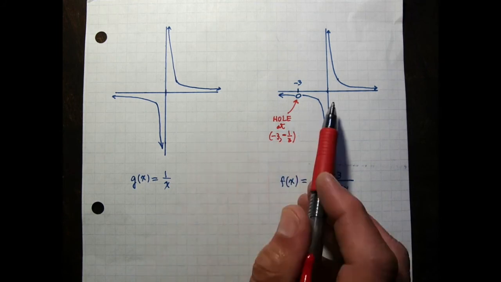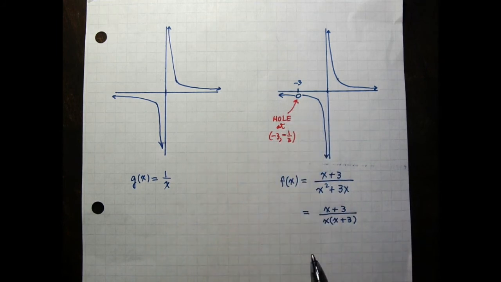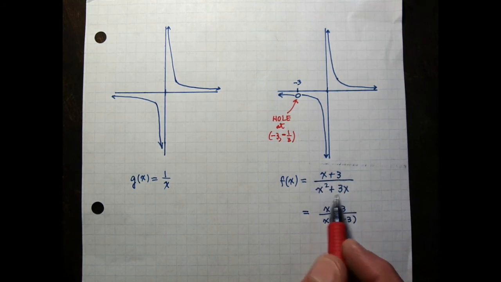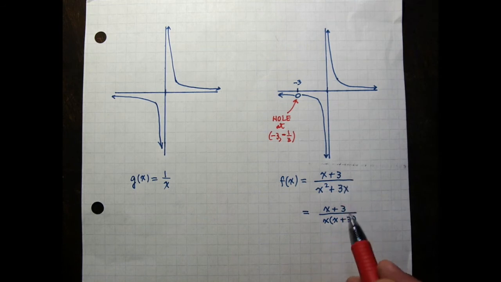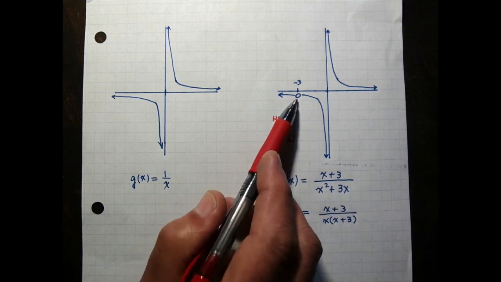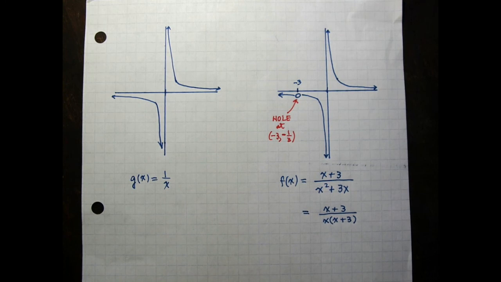It looks almost identical, but there's a hole at that one point because in the original expression, if we try to plug in x equals negative 3, we get an undefined fraction. We're trying to divide by 0. So that division by 0 possibility forces us to cut out a hole, leave that one point missing from the graph of f. And that's that.